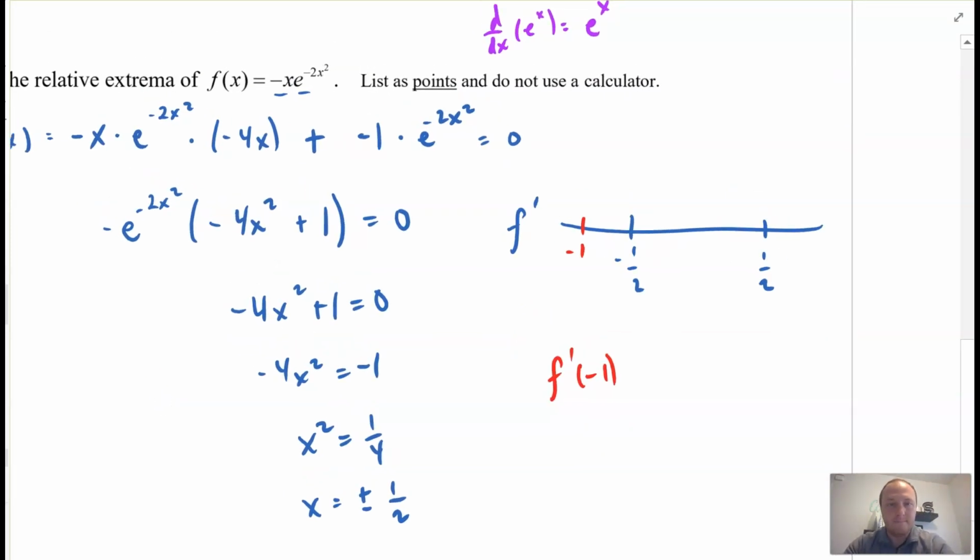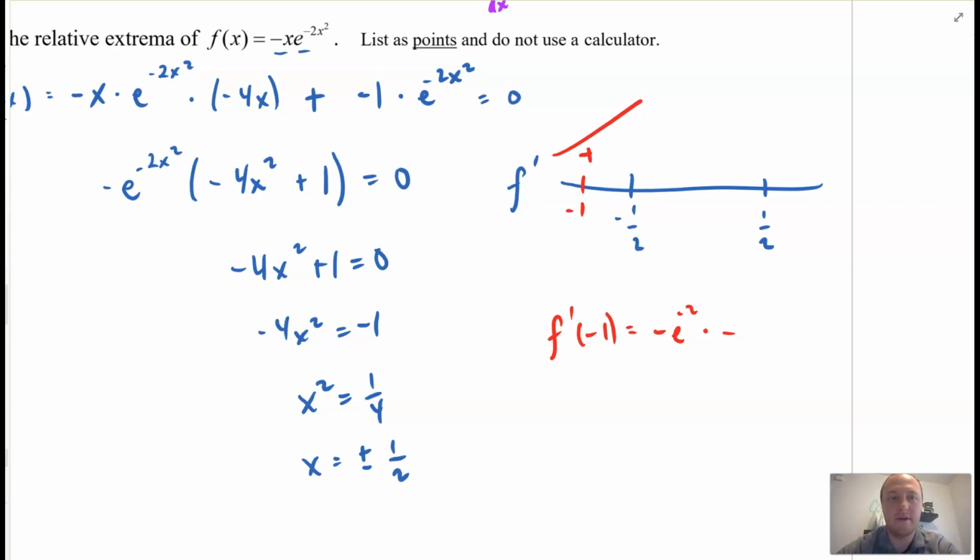Which is right here. Okay, so I can go ahead and plug this in. Now, if I plug in negative 1, I'm going to get a negative value. So that would be a negative e to the negative second. Okay, that's negative. And then if I plug in negative 1 for negative 4x squared plus 1, that is going to be a negative. Okay, so this becomes a positive. So I know my function f prime is increasing here.